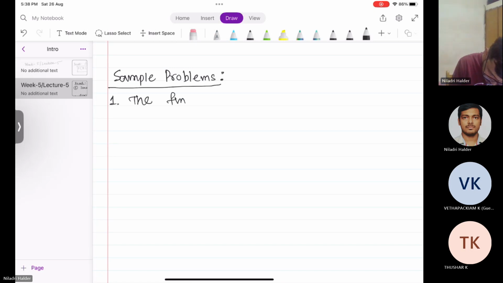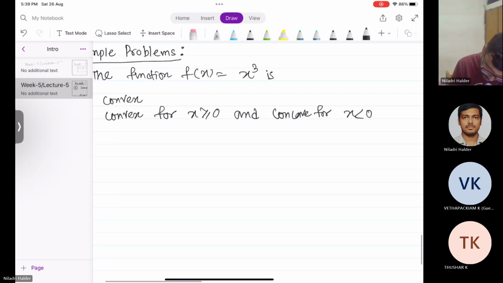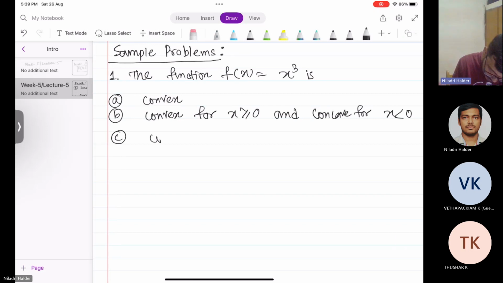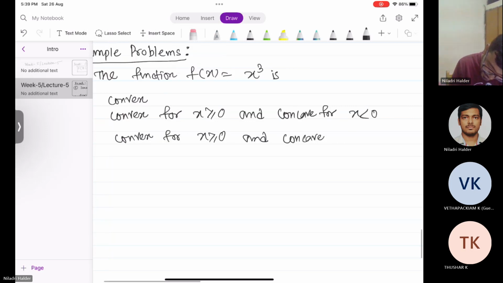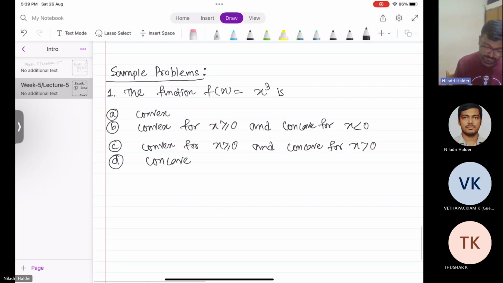The function f of x equal to x cube: option A, convex always. Option B, convex for x greater than or equal to 0 and concave for x less than 0. Option C, convex for x greater than or equal to 0 and concave for x greater than 0. Then D is convex and concave always. Okay, so this is the question.